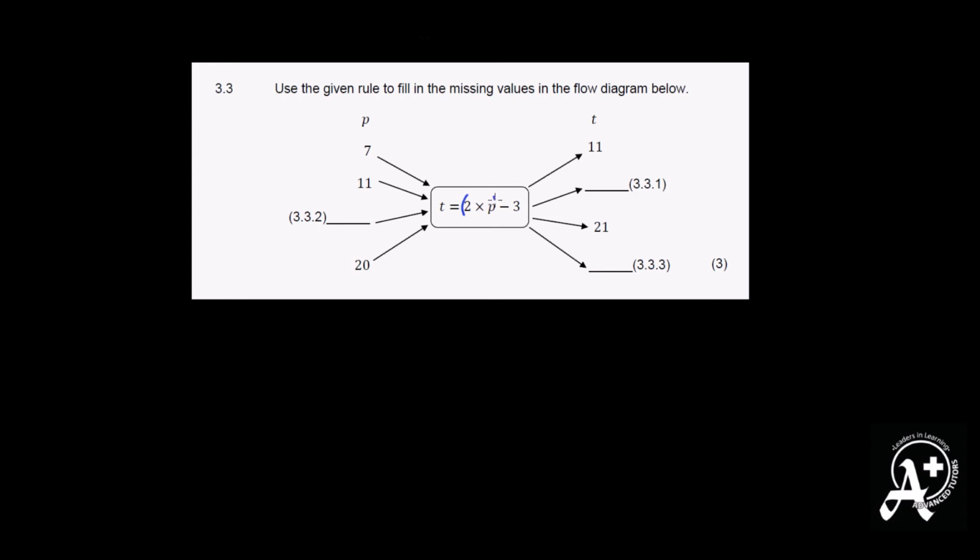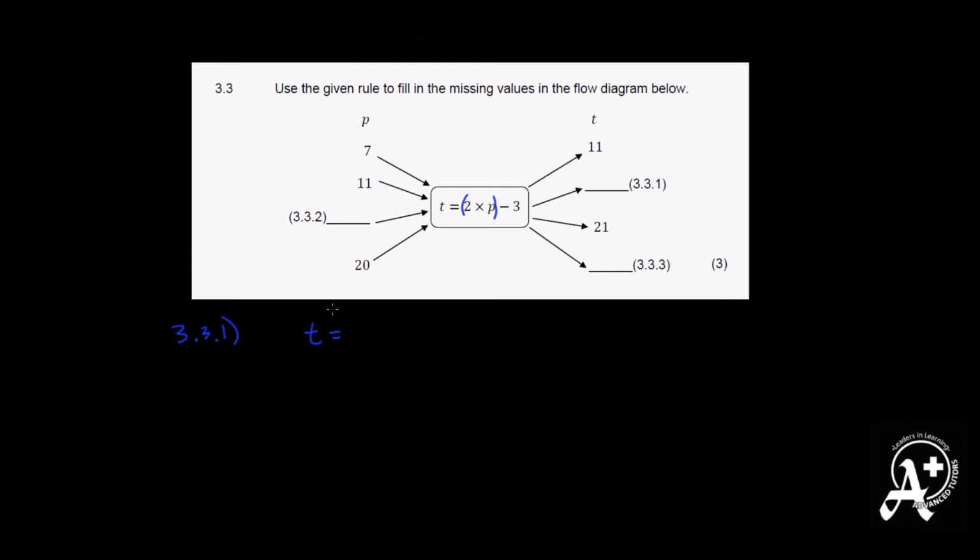Multiplication is before subtraction, so I'm going to put brackets there for myself just to make it easier. So we've got 2 times P, and we're going to do that first and then minus 3. Let's make sure that works for our rule. If P is 7, that would be 2 times 7, which is 14, minus 3 gives me 11. So it does work.